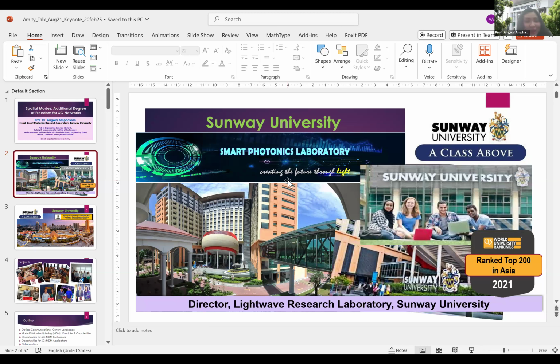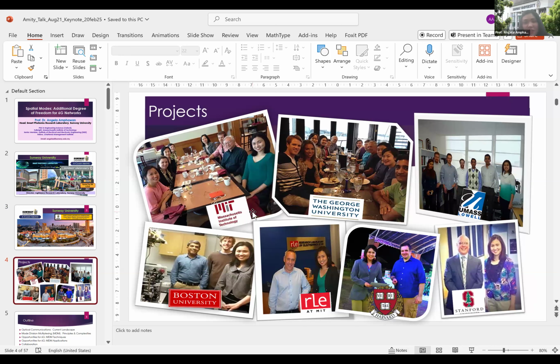So this is Sunway City. It's a very vibrant city with all the amenities of a modern city, and we are about 45 minutes from KL. We're working closely with many universities around the world. We have connections with MIT, George Washington University, University of Massachusetts, Boston University, Harvard, Stanford, and of course now we have MIT as well.